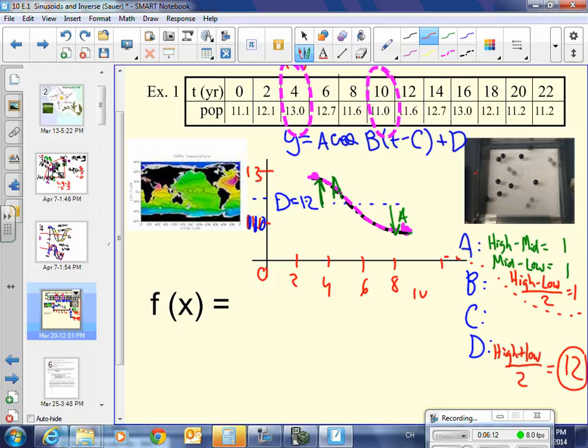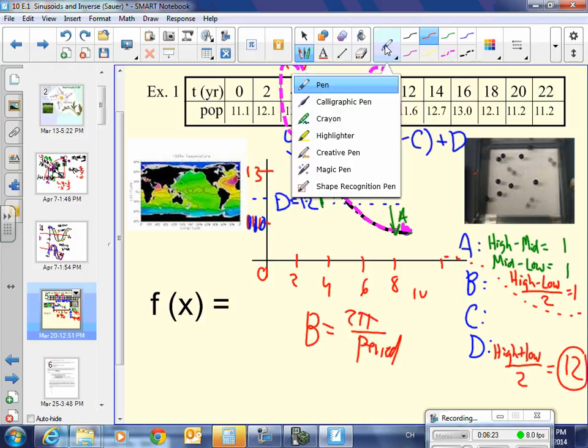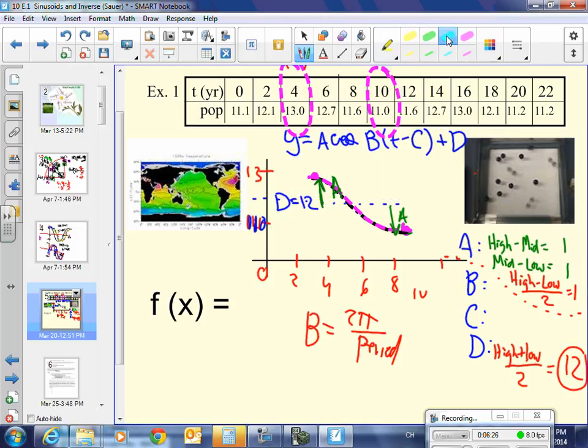Now for B, B is 2 pi over the period. 2 pi over the period. Now the period isn't very hard to see because what you can do is you can say from 4 to 10, that was what part of a period? Half. So here is half of it. If we finished it, another 6, you'd have the full thing. So what's the period for this guy? Yep, it's 2 pi over 12.